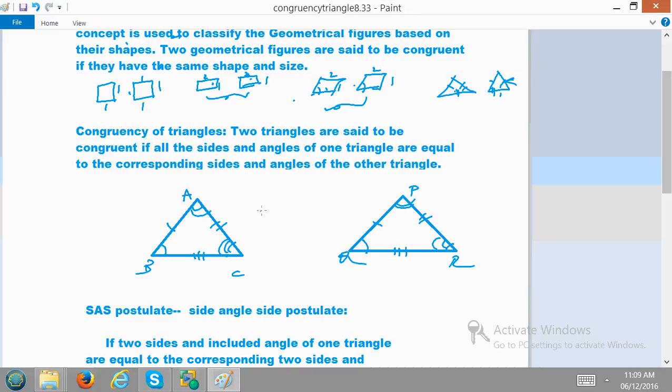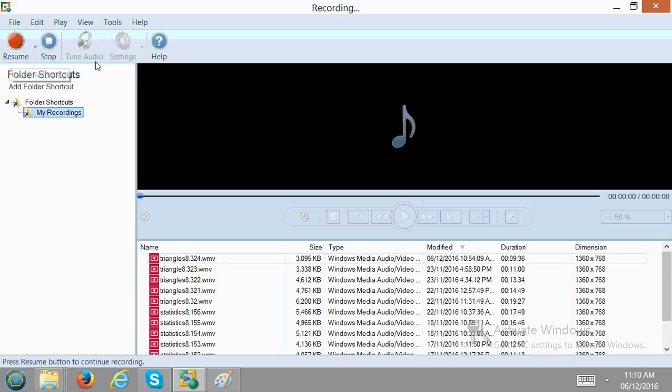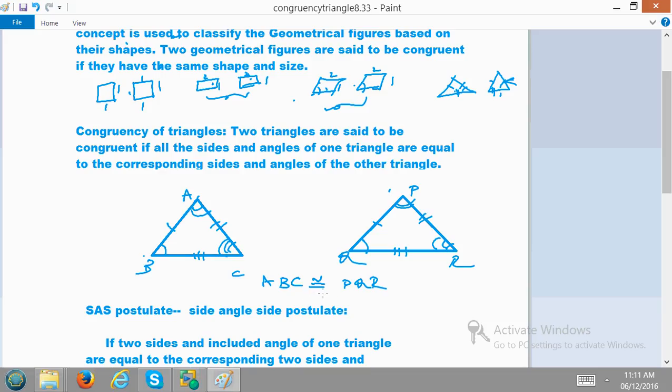If it is like this, then these two triangles are congruent in the same order. If we say A, B, C, here we should write P, Q, R. So how we write it: ABC is congruent to PQR. This symbol we mark like this for congruency. We say triangle ABC is congruent to triangle PQR. This is our same order.